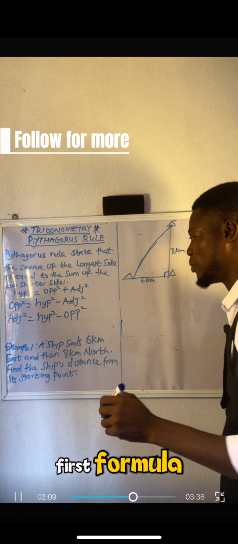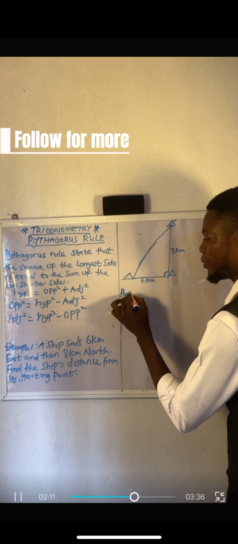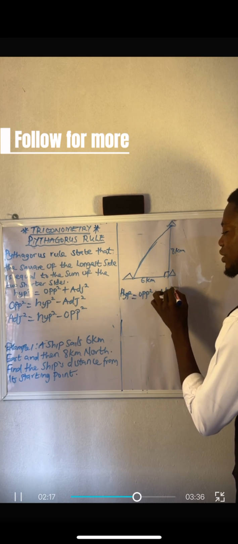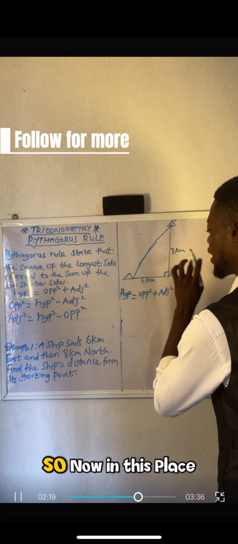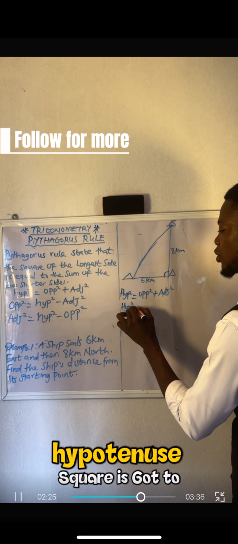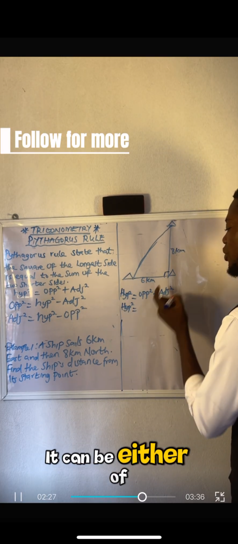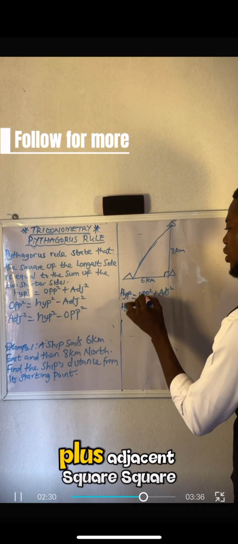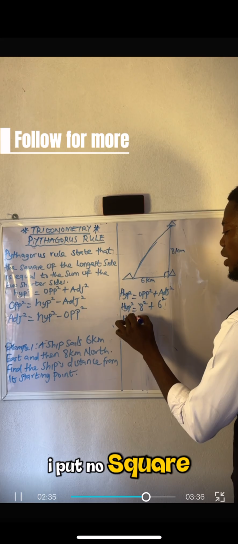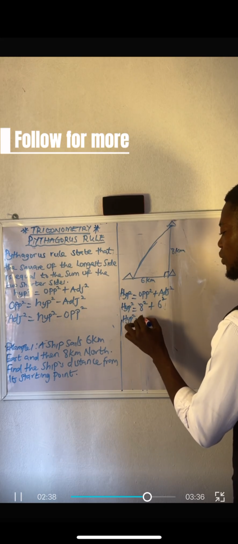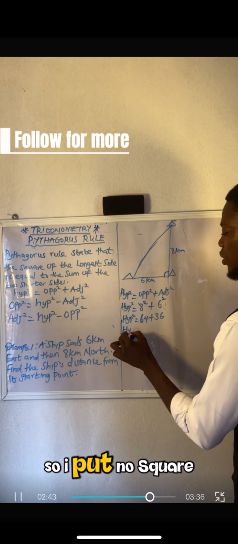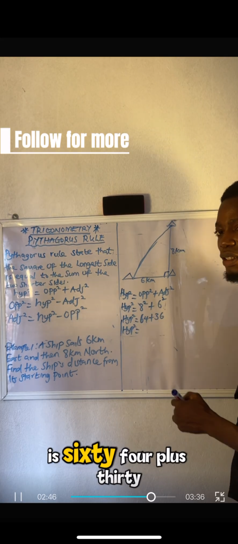So we are using the first formula, which is the hypotenuse square is equal to opposite square plus adjacent square, right? So now in this place we don't know the hypotenuse. That's what they ask us to find. Hypotenuse square is equal to opposite, it can be either of the two, which is 8 square plus adjacent 6 square. That is, hypotenuse square is equal to, what is 8 square? 64 plus what is 6 square? 36. So hypotenuse square is equal to, what is 64 plus 36?